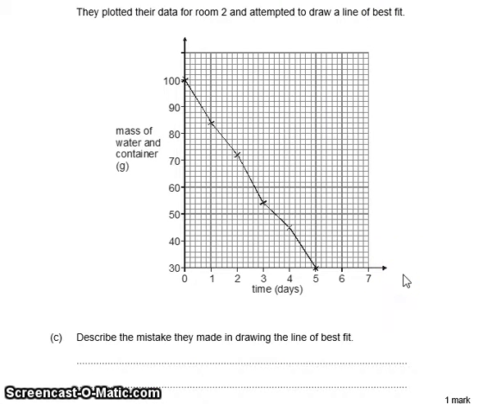In part C, they want you to look at the graph and say what is wrong with the line of best fit. And as you can see, the line is a dot-to-dot line. It's got a zig and a zag in it. You want to get a ruler and draw a nice straight line, leaving some points above the line, some points below the line, but that's how you draw a line of best fit. In this case, it's a straight line. Sometimes the line can be a curved line. It depends on the graph and the data.